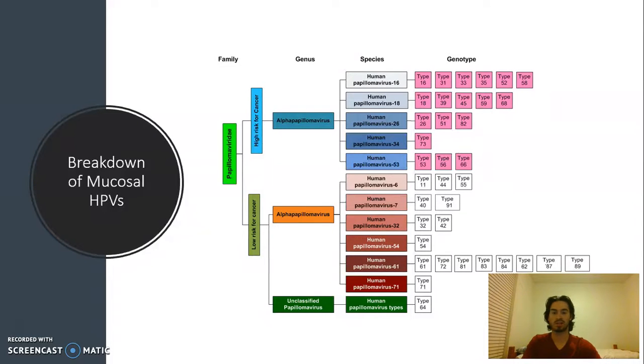Okay, so this now is the mucosal HPVs. These are ones which you contract on any mucosal surface, so mouth, vagina, anus, urethra, any of those, and they're spread through sexual contact. And there's another classification here. They're split into what's known as high risk and low risk, which is based on the chance that that HPV species will cause some form of cancer.